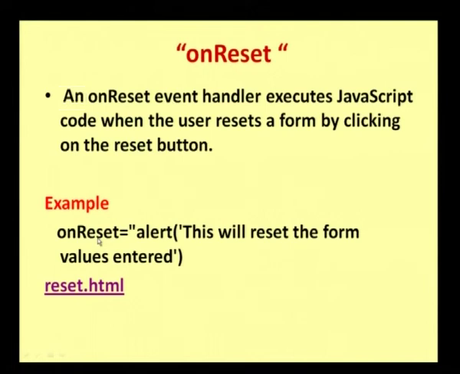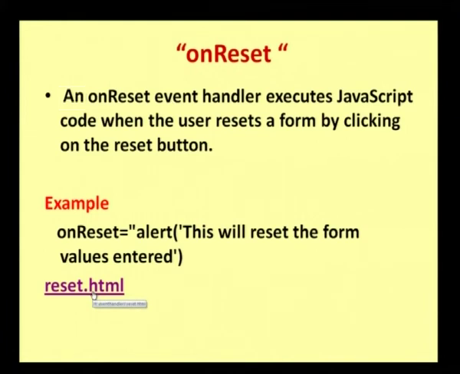So let us see an example for this. The same way as onsubmit, onreset is equal to alert. An alert dialog box will appear. So this will reset the form's values entered. This is a message I have given for understanding purposes. We can give any message to enter the values again. We can give whatever message we want. So here, whenever the reset button is clicked, the values entered by the user will be cleared from that particular form.